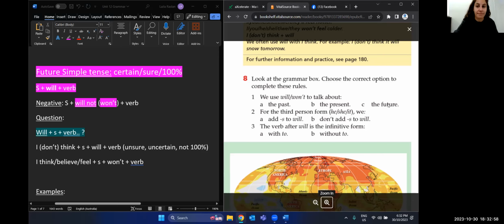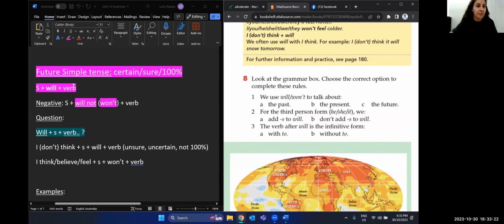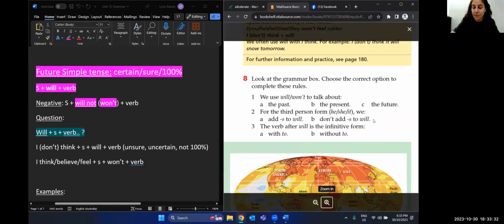The future. For the third person, he, she, it, do we add S to will or we don't add S to will? We don't. No, that's only in the present simple when you say she loves soccer, he likes coffee. But no, in the future, it's I will, you will, he will, she will, it will, they will, we will. You don't add S to will.